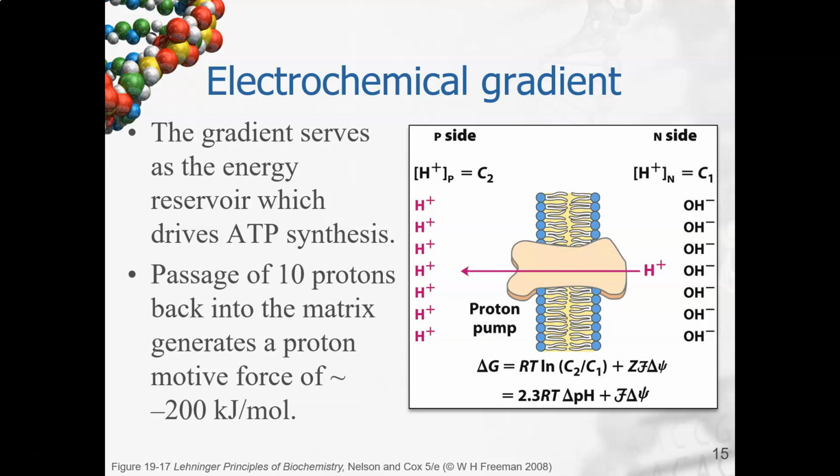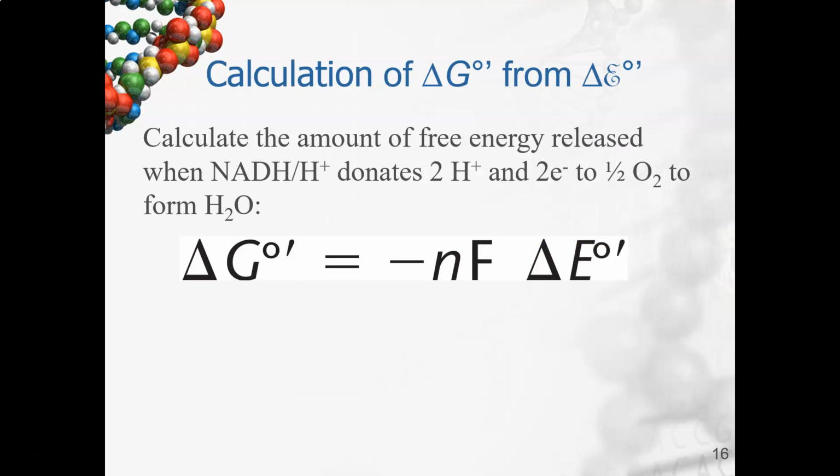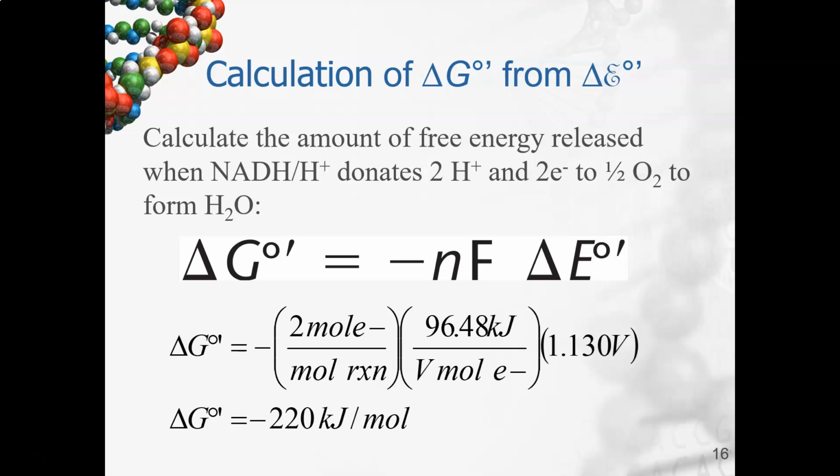So the 10 protons is significant because if we think of one NADH, it transfers its protons and electrons to complex 1, which pumps 4 protons, complex 3, which pumps 4, and complex 4, which pumps 2. So 4 plus 4 plus 2 equals 10. So one reduced NADH is responsible for the passage of 10 protons from the matrix into the inner membrane space, and that generates a proton motive force of about negative 200 kilojoules per mole. That corresponds perfectly with the calculation that we did earlier in the class when we considered the E values.